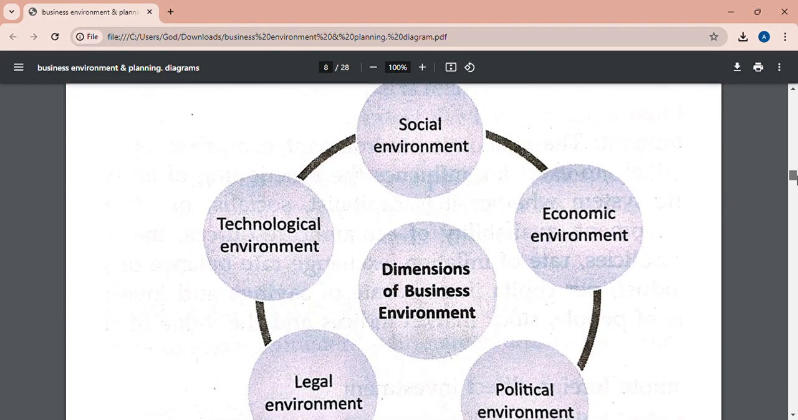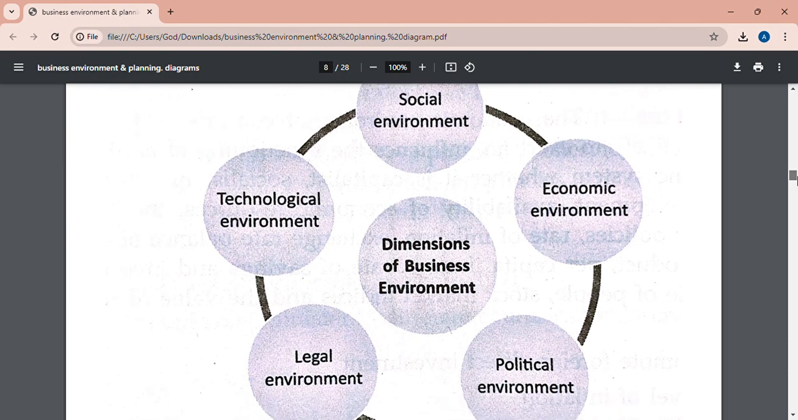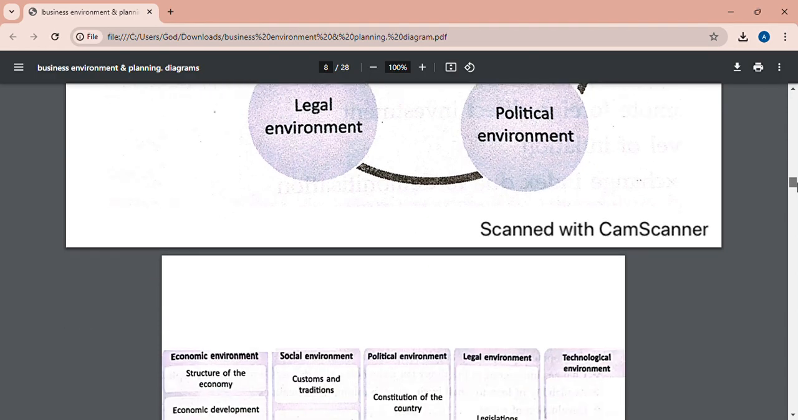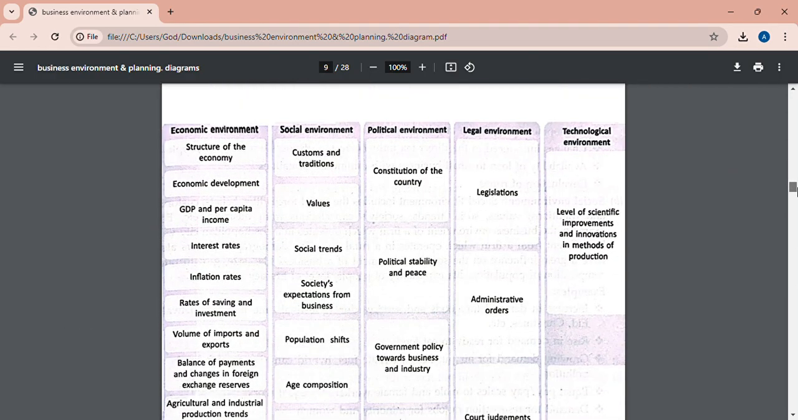Dimensions of business environment: we know all these are the macro environmental factors that we are going to talk about. Now this explanation is given. Economic talks about GDP, GNP, interest rates, saving, investment, import, export volume, balance of payment. Social environment talks about customs, traditions, values, social trends, social expectations. Political environment talks about the constitution, political stability, peace. All these are the keywords.